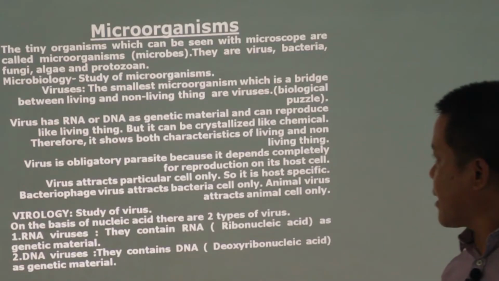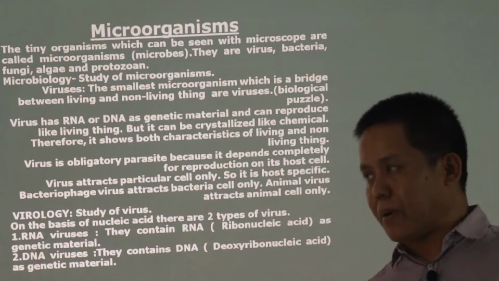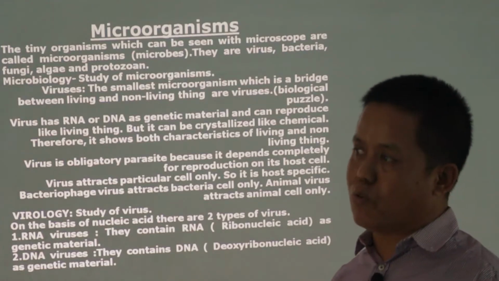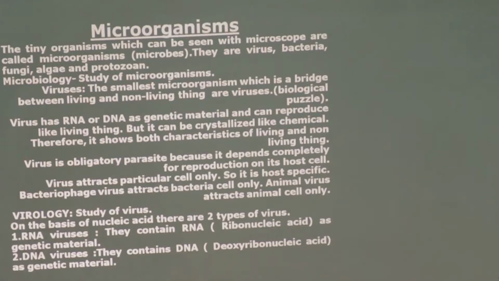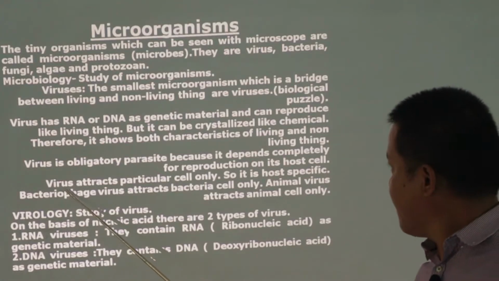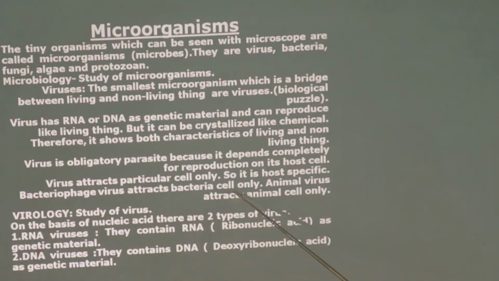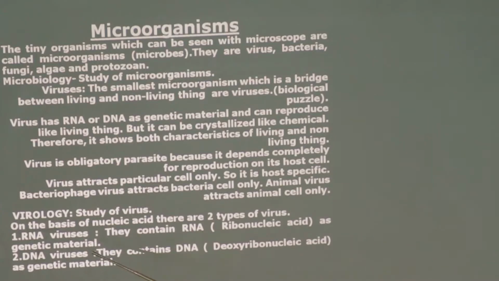Virus attacks particular cells only, so it is host specific. A particular type of virus can attack a particular host only. They cannot affect or transfer diseases to other organisms. Bacteriophage virus attacks bacteria cells only. Animal virus attacks animal cells only. Similarly, the plant virus attacks plant cells only.